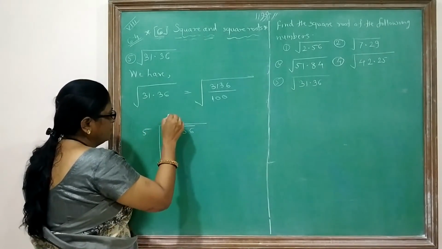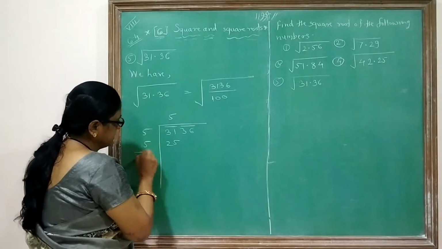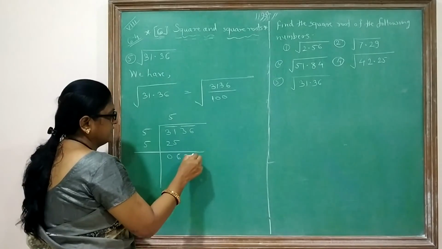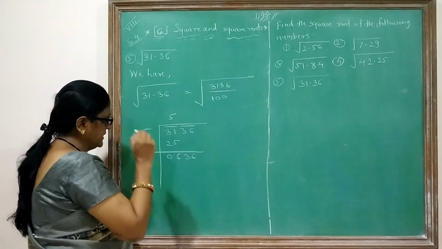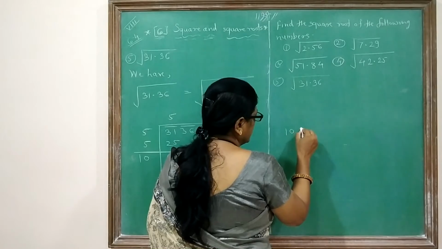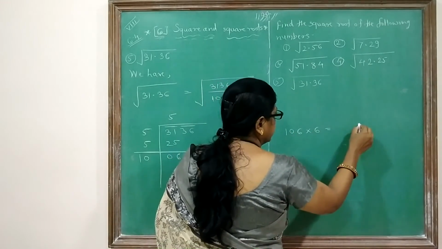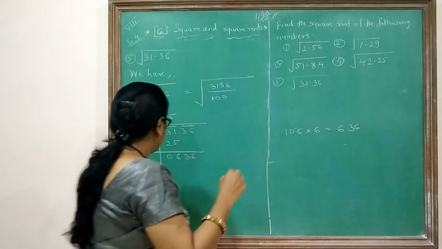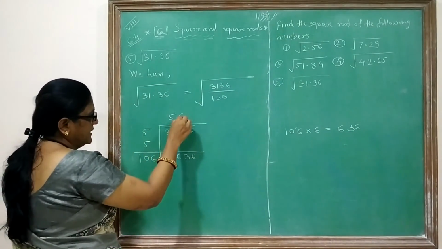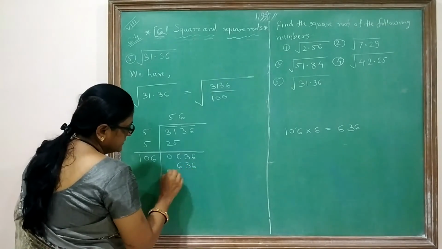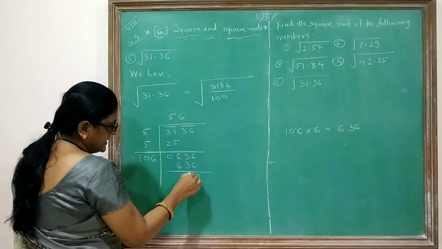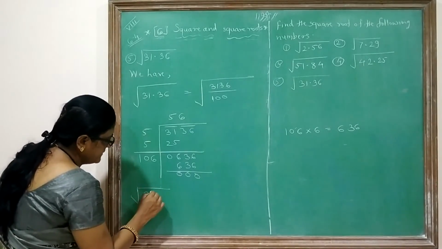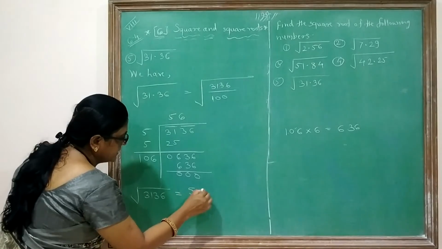Then you will write here 5 5s are 25, 5 is added. Then 31 minus 25 is 6, 2 minus 2 is 0, here 36. 5 plus 5 is 10. Then 106 into 6, that is 6 6s are 36, then 6 1s are 6. Means you will get 106 multiplied by 6, you will get 636, then they are subtracted, then you will get 0. Means your square root of 3136 value is 56.